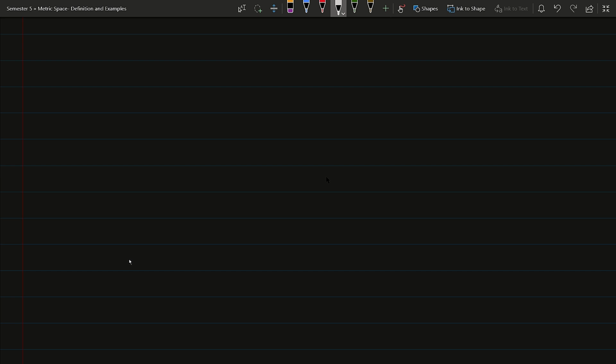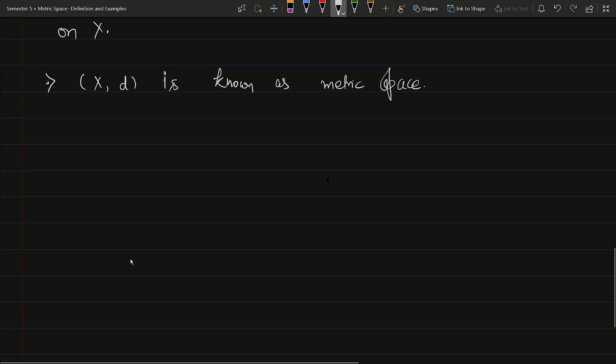Now, let me tell you some examples so that we can understand this particular definition. Before that, let me tell you an important definition, and that is the induced metric. So, let me write that also. Induced metric.